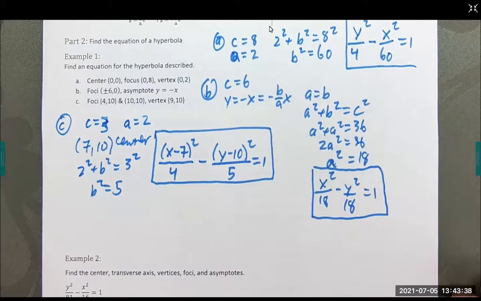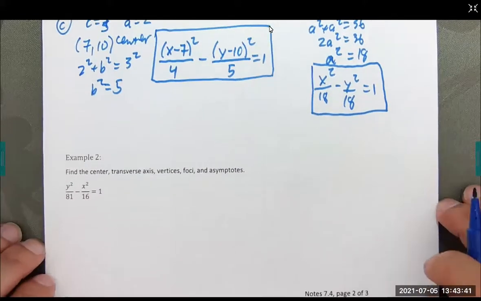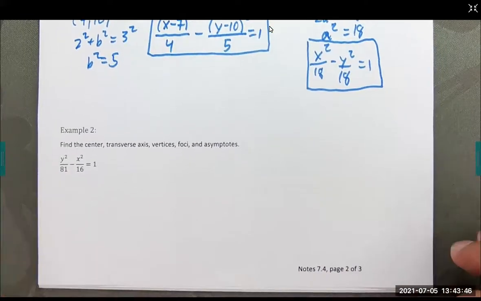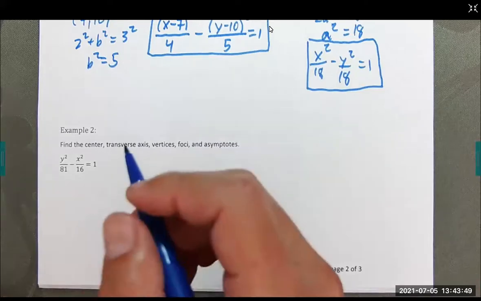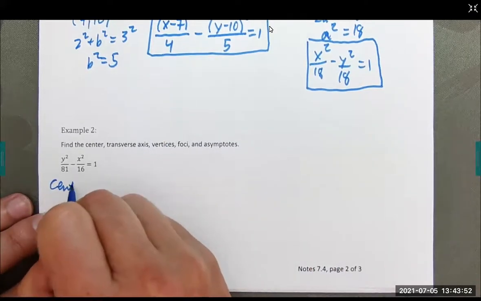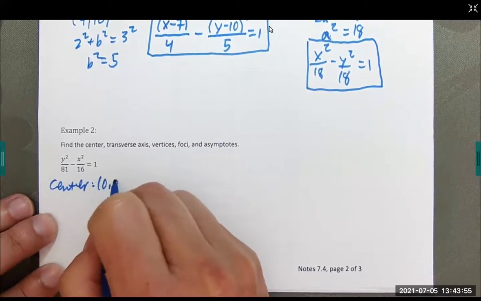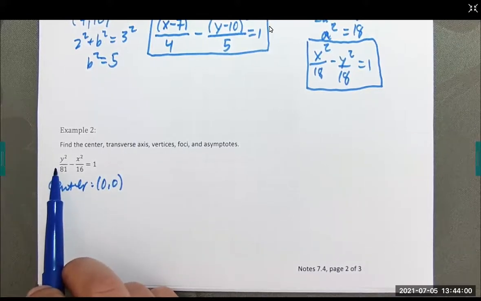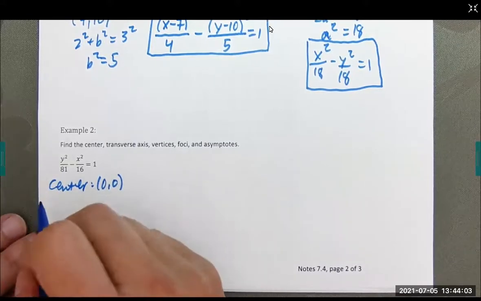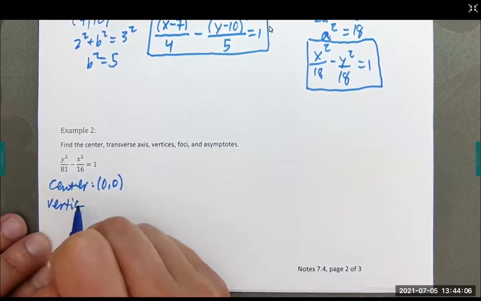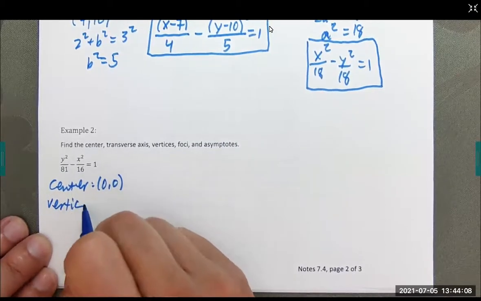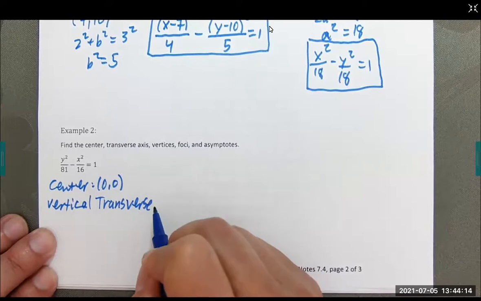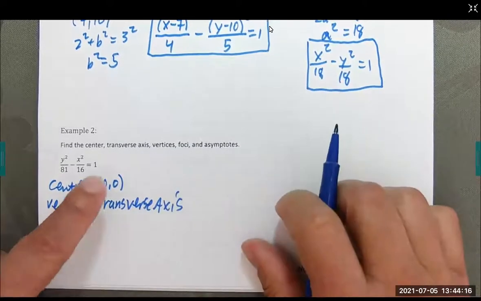All right. Find the center, transverse axis, vertices, foci, and asymptotes. So we're going to find a little bit of everything here. First off, we can see that the center is at 0, 0. So there's one answer. Now, because the y part comes first, that means that we are going to have a vertical transverse axis. That answers that one.